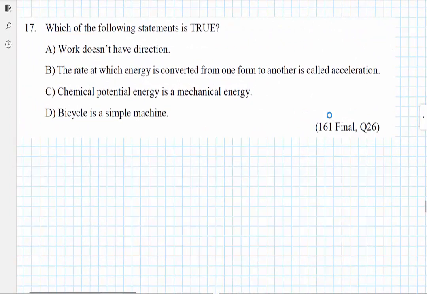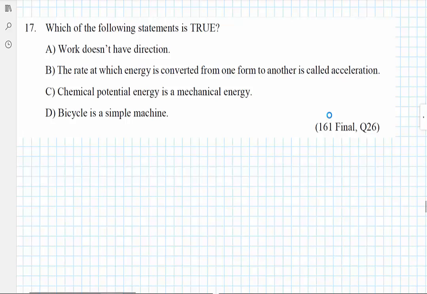Which of the following statements is true? Work does not have direction. This is true. Work and energy, they have no direction. But there is positive work and negative work. Positive work means you give energy to the system or to the object, and negative work means you take energy from the system. So you increase or decrease the energy, but it has no direction. So this is the right one.